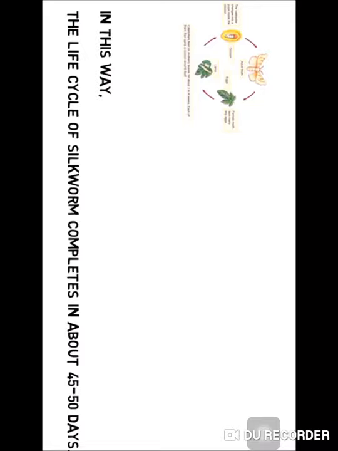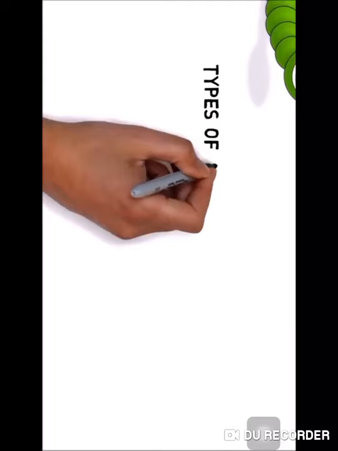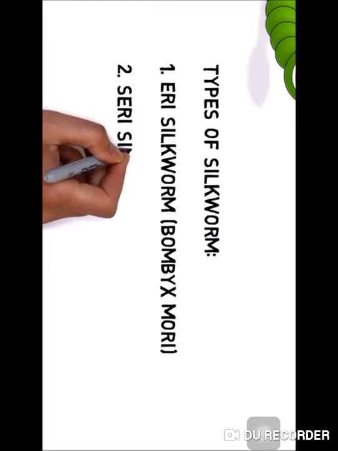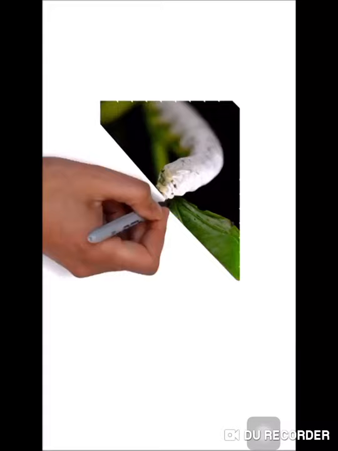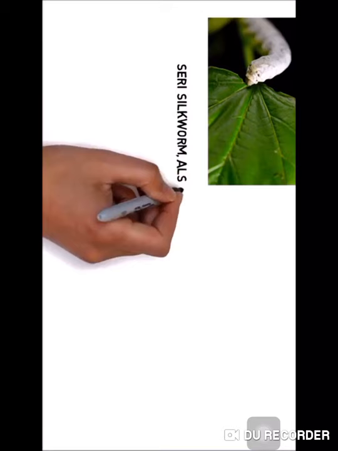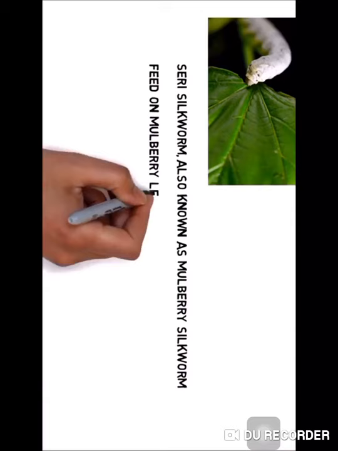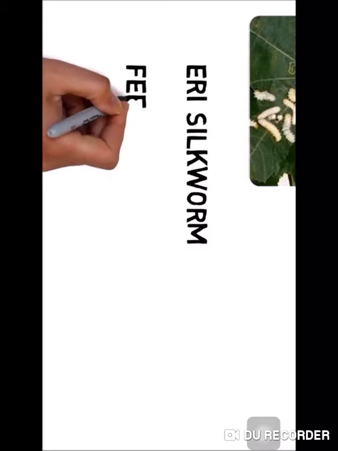Silkworms mainly are of two types. Hairy silkworm, whose scientific name is Bombyx mori, and Sari silkworm, also known as mulberry silkworm, whose scientific name is Atticus ricinii. Sari silkworm, which is also known as mulberry silkworm, feeds on mulberry leaves. Hairy silkworm, whose scientific name is Bombyx mori, feeds on castor leaves.